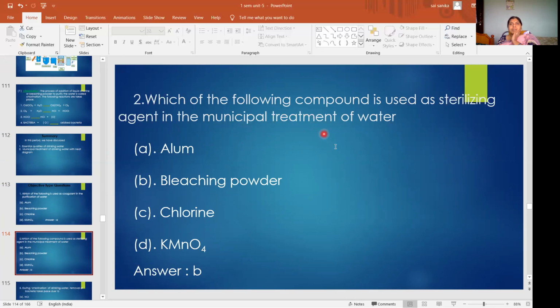Among the sterilizing agents present, which one is the sterilizing agent? Bleaching powder is the sterilizing agent. That means it is the most common and an effective method. So which of the following compounds is used as a sterilizing agent in the municipal treatment of water? The answer is B, bleaching powder.